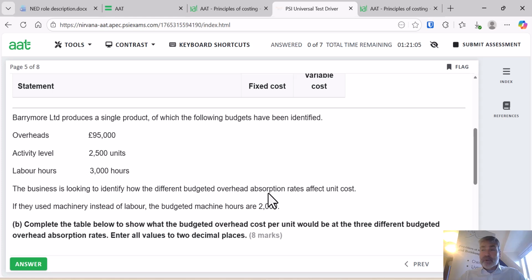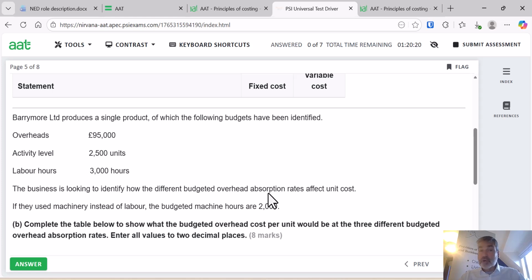Now, the simple approach to absorption costing may be referred to as the traditional approach in some questions. It works out an overhead absorption rate based on one of three things: either the budgeted volume of all units to be produced in the period, or the number of labour hours of production to be worked in the period, or the budgeted number of machine hours to be run in the period.